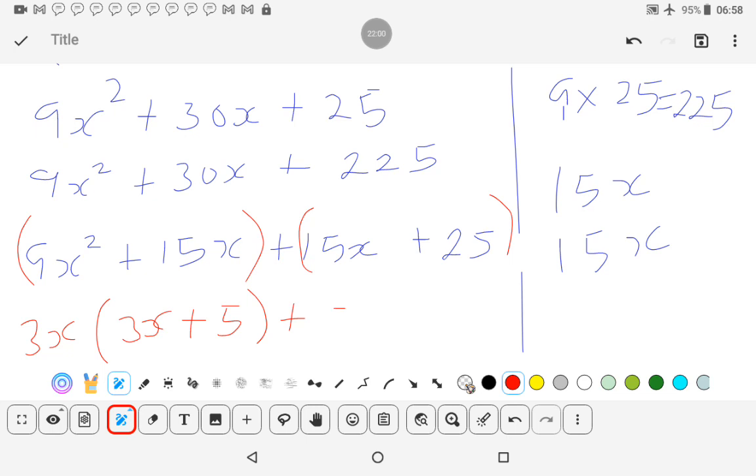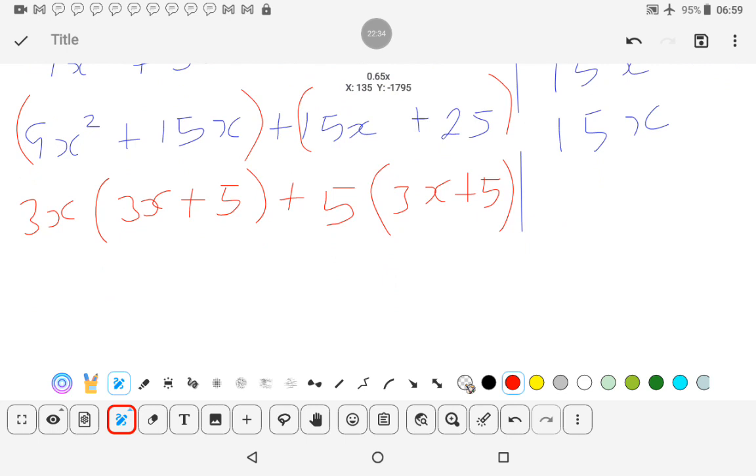So you have 5 outside, then open bracket. Which number are you going to multiply by 5 that will give you back 15x? The number is 3x. If you multiply 5 with 3x, it will give you back 15x. And then also, which number are you going to multiply with 5 to give you back 25? The number is 5, that is plus 5. So 5 times 5 will give you back 25.